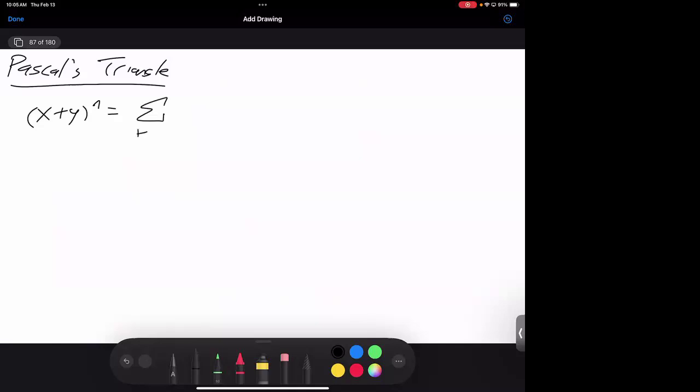Okay. So probably one of the most important identities comes from Pascal's triangle. And if I give you x plus y to the n, this is the sum, k goes from 0 to n, n choose k, x to the k, y to the n minus k, or k goes from 0 to n, n choose k, x to the n minus k, y to the k. Either way is fine. So this is the binomial theorem.